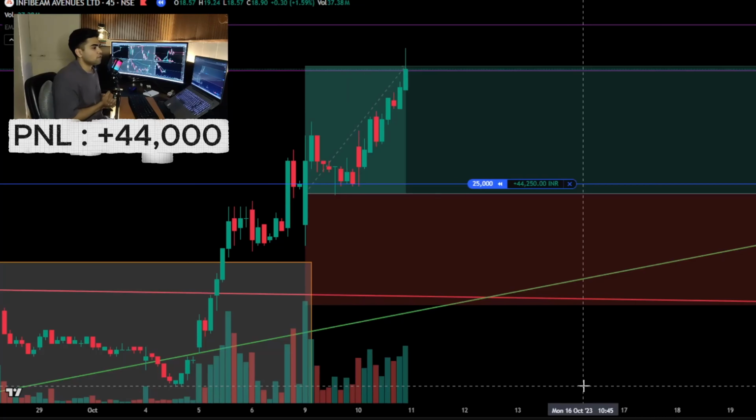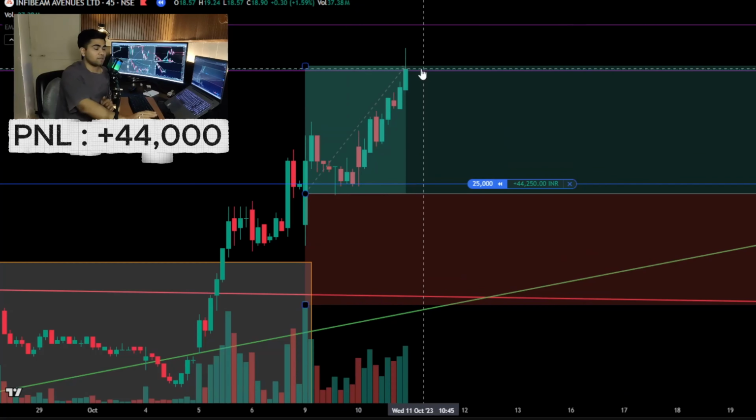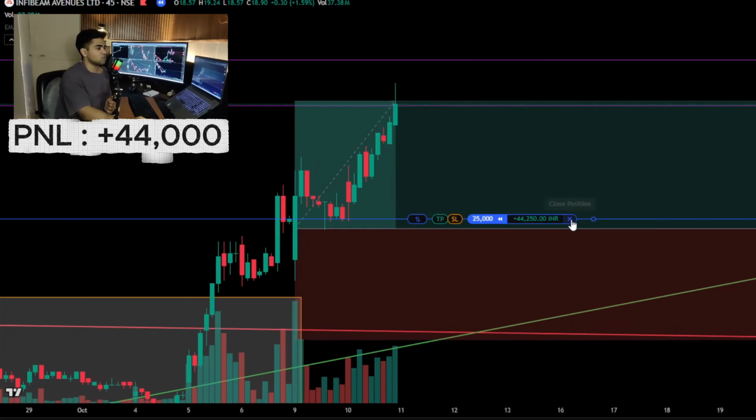Okay guys, beautiful trade, 44,000 rupees of profit. A wick is coming on this 45-minute candle. I definitely want to exit the trade because it was one-sided momentum, and if you see the daily, weekly, monthly time frames, everything is moving one side, so definitely it needs some rest. I will exit the trade and book this profit right now, guys.